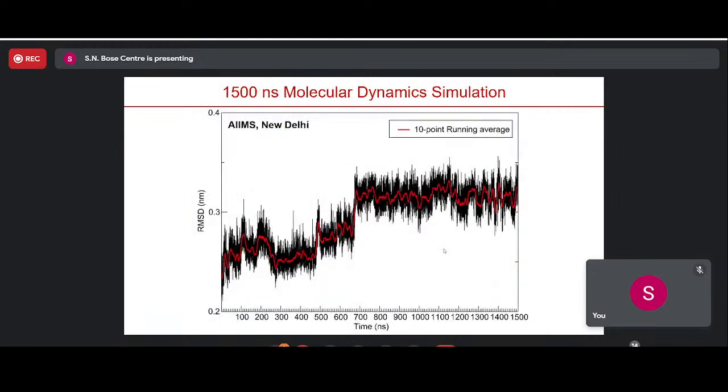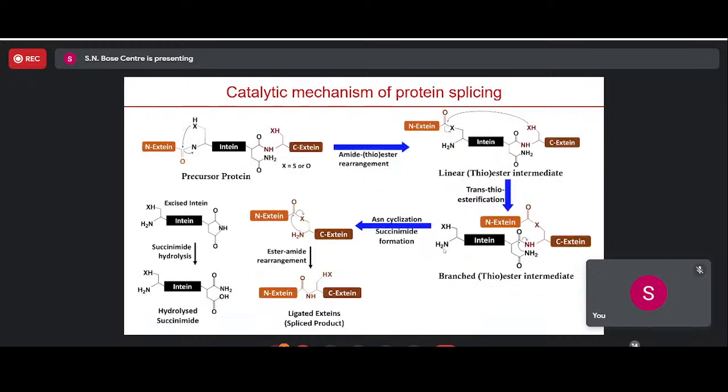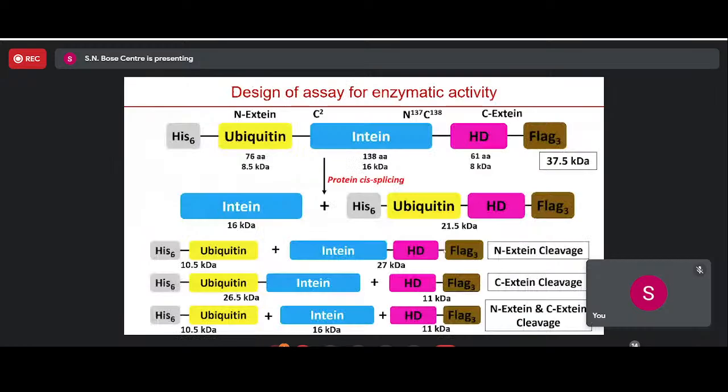We also did MD simulation, and it seems like maybe it's going through 3 different conformations. When I saw that, I was a little excited about whether those 3 conformations correspond to these 3 steps. Again, we are not sure even now whether that correspondence is true or not. So we are trying to figure that out. To do that, we have to design an enzyme assay.